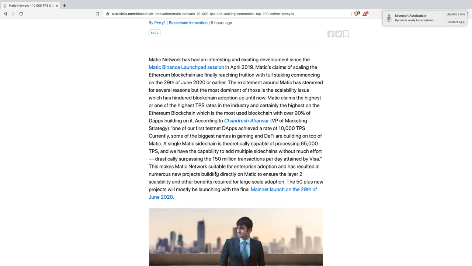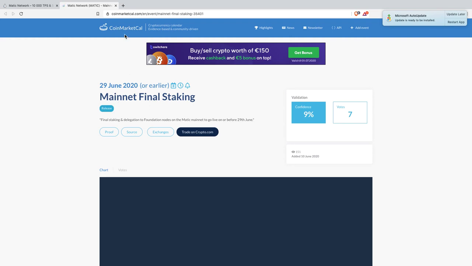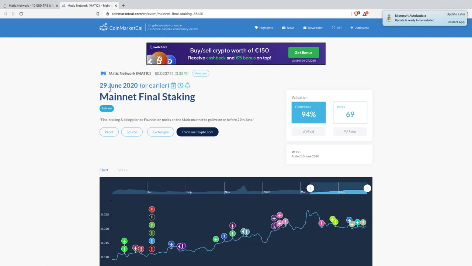This makes Matic Network suitable for enterprise adoption and has resulted in numerous new projects building directly on Matic to ensure the Layer 2 scalability and other benefits required for large-scale adoption. The 50-plus new projects will mostly be launching with the final mainnet launch, which is on the 29th of June. We click that link. You can see there, CoinMarketCal, June 29, 2020, mainnet final staking begins. Okay, and there's some other information here which gets updated regularly.